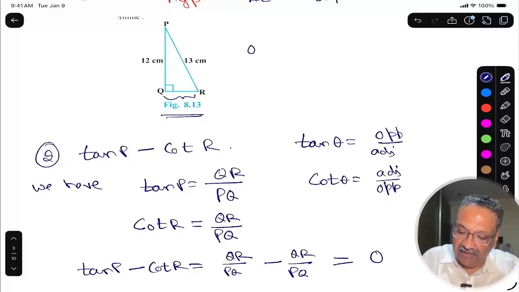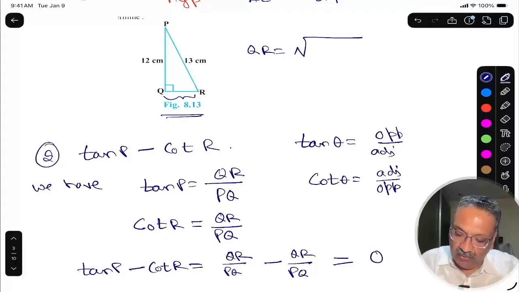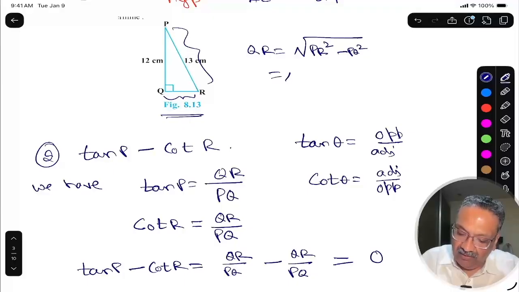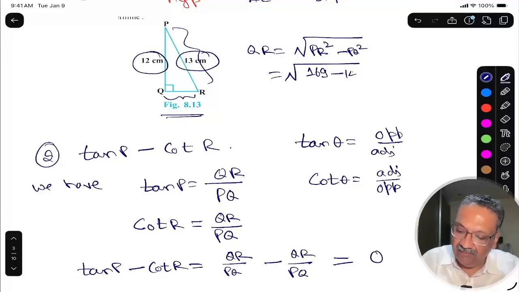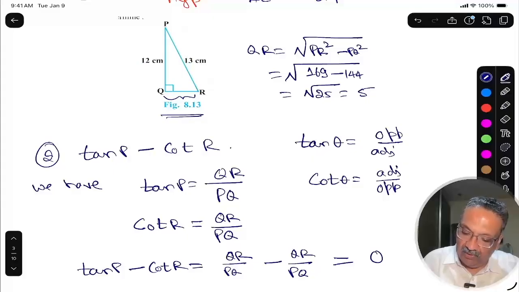What does Pythagoras theorem say? QR is equal to the square root of hypotenuse, that is PR square minus PQ square. We have PR square is 13 square, which is 169, minus PQ square, which is 12 square, 144, is equal to the square root of 25, which is equal to 5. So we get QR is equal to 5. Okay? So this we get as 5 centimeters.